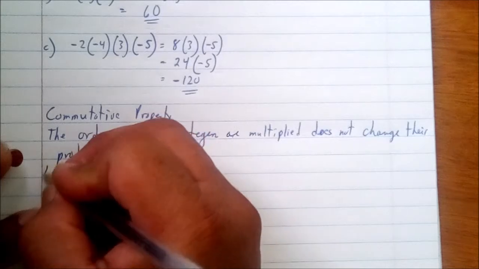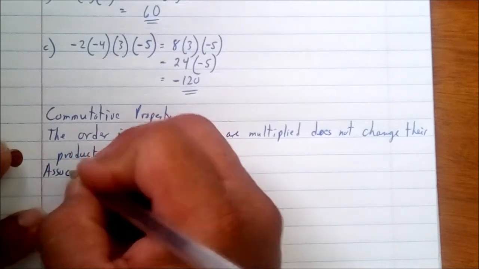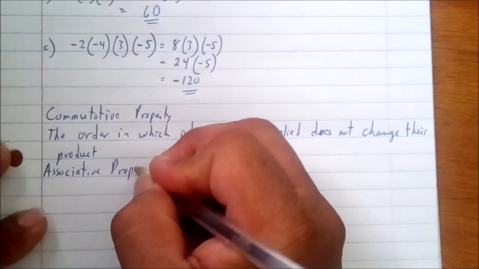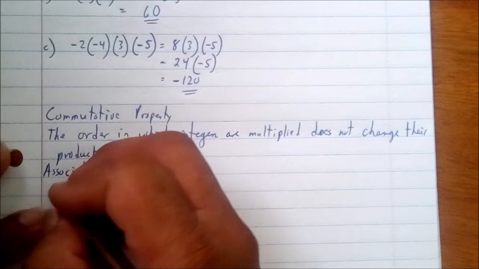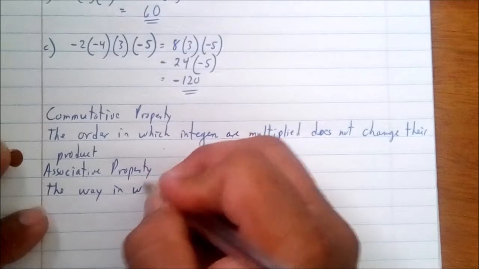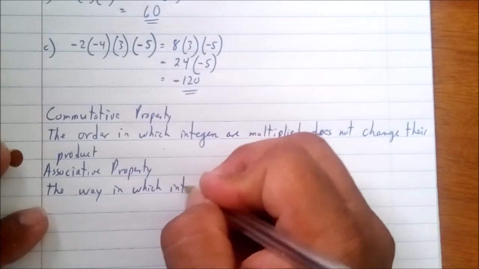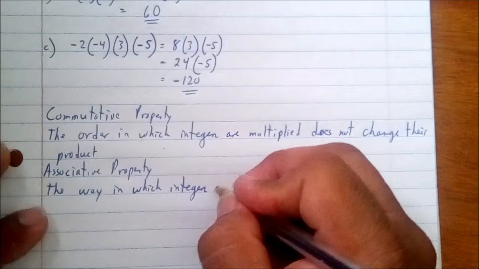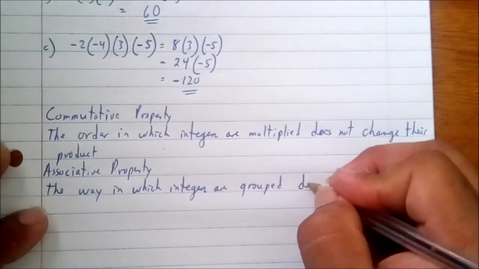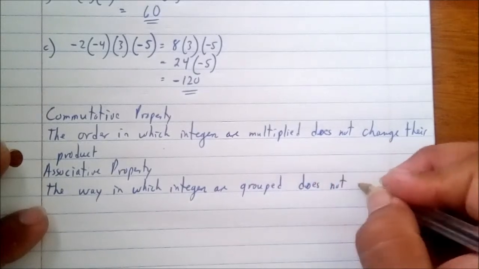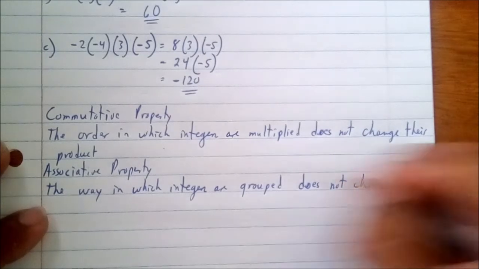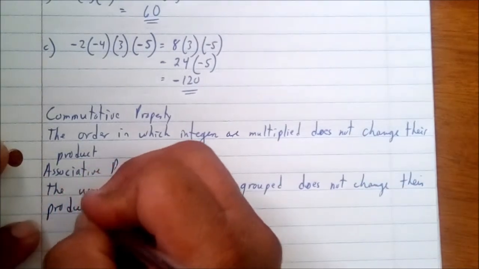Okay, the associative property now. The way in which integers are grouped does not change their product.